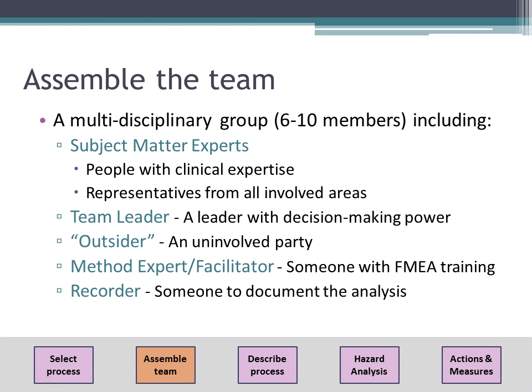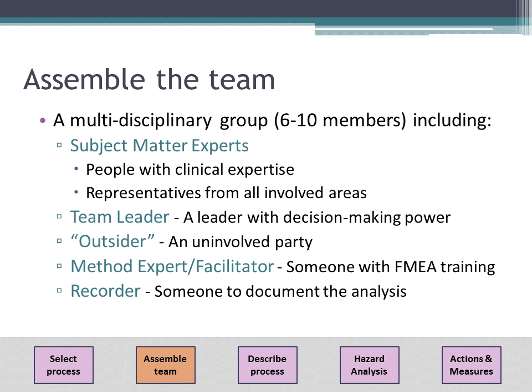So once we select a process, the next step of FMEA is assembling the team. FMEA is a team-based method. It relies on people with different knowledge and perspectives coming together to brainstorm. It would be very challenging for one person alone to come up with a comprehensive list of failure modes and causes because he or she has limited knowledge and expertise.